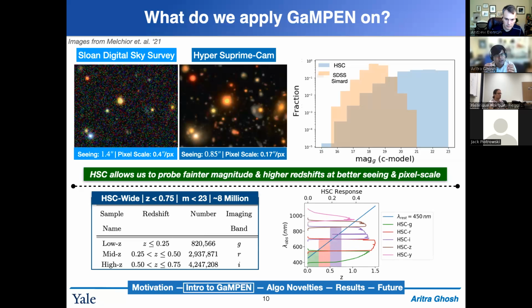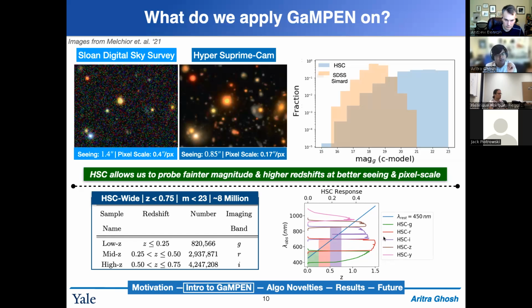The reason that we do this, as this plot over here shows you, is to trace out roughly the same light in the rest frame. If you take 450 nanometers and see where it lies in each of these redshift bins, by using these 3 different filters we're effectively tracing out something like 450 nanometers at each of these different redshifts. And that's the reason we choose to image in these 3 different bands for our 3 different redshift bins.